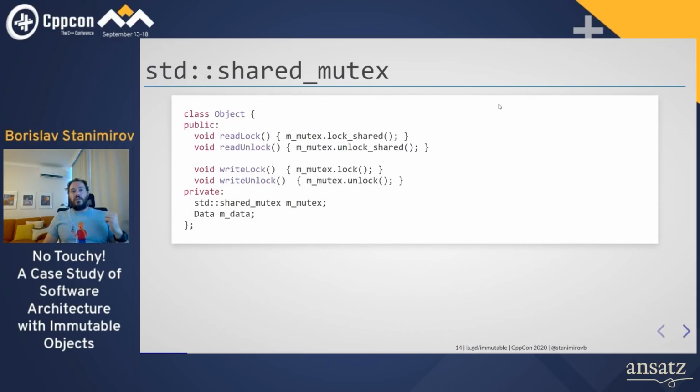So this is C++17, of course, and we have shared mutexes. So we can have a read lock and unlock and write, and use the shared locks of the mutex to build an object that looks like this. Okay, let's try to work with this.